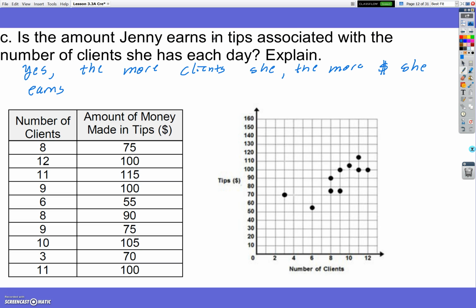Now I want to focus on this. Is the amount of money in tips associated? What that means is, is it related? Do you see a correlation between the two? Is there a pattern between the two? If the dots were all over the place and it looked random, there would not be association. But because there's an upward trend, the more clients she got, the more tips she earned, that is the association.